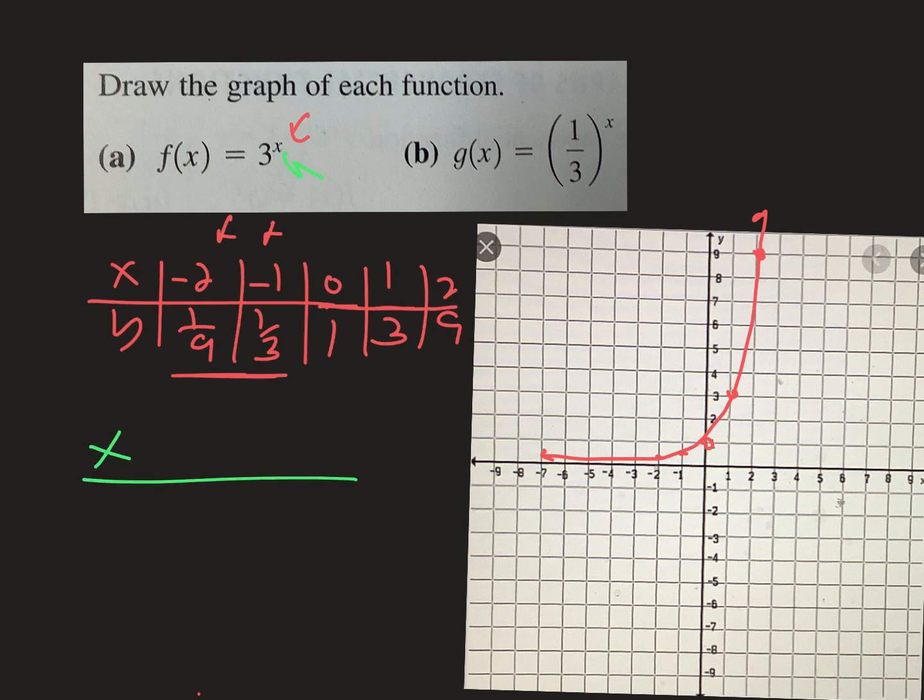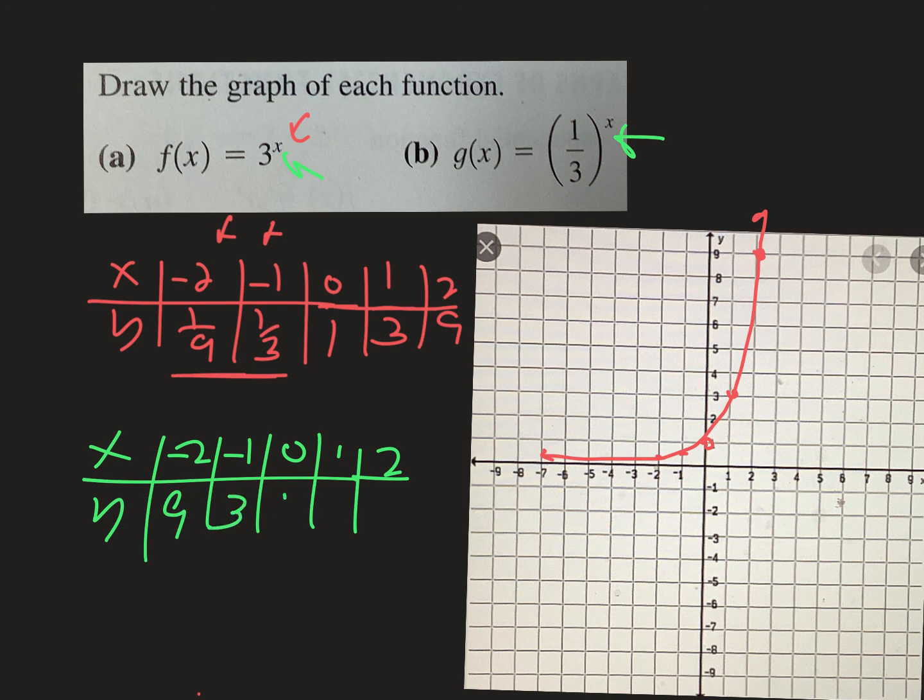So let's try the second one. Make another xy table. Use the same numbers, negative 2, negative 1, 0, 1, and 2. All right, negative 2 means I would take this right here, I'd flip it and square it. That's going to be 9. Plug in negative 1, just flips it. That's 3. Anything to the 0 power is 1. If I put in 1, I get 1/3. If I put in 2, I'm squaring it, I get 1/9.